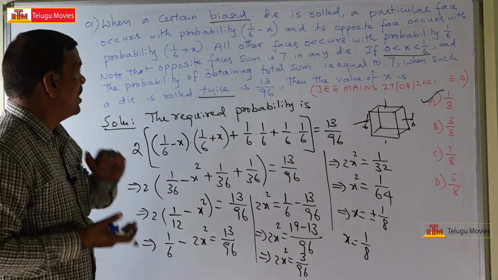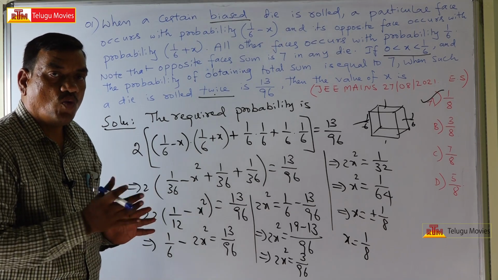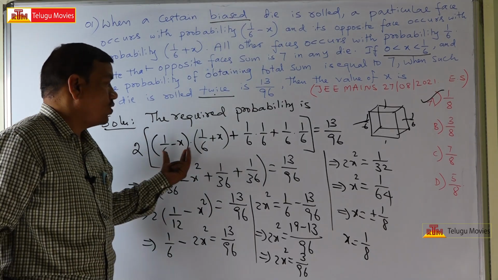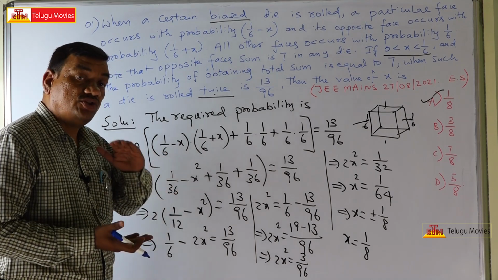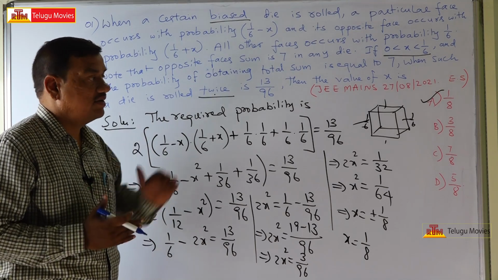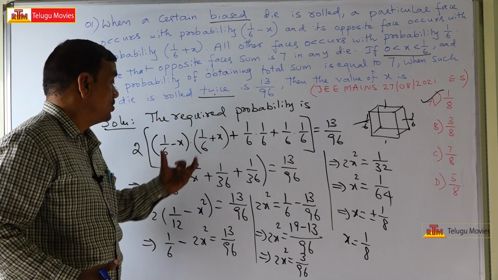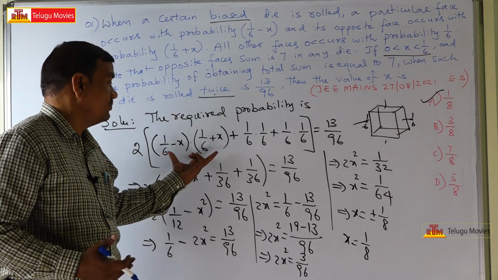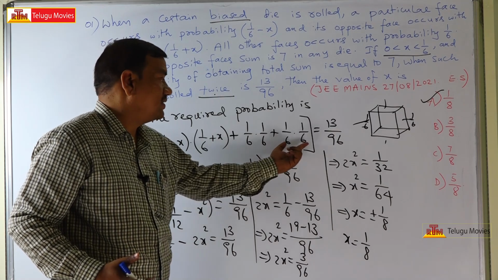It is a biased die. It is rolled once. When it is rolled once, what happens? The probability of obtaining 3 sets of opposite faces will be there. 3 sets of opposite faces, that is top and bottom, left and right, front and back. So for first, top and bottom we have this. For left and right, this is a probability, and this is a.